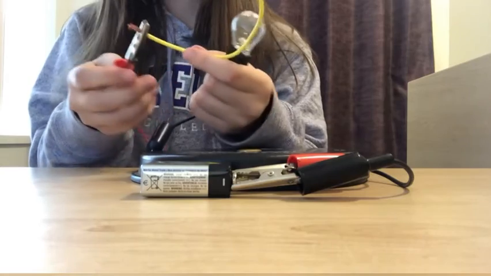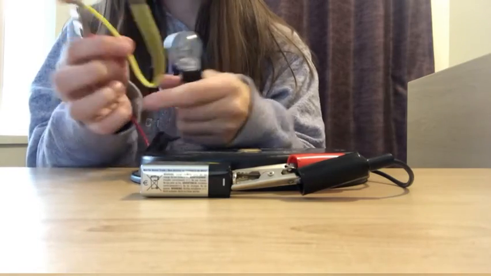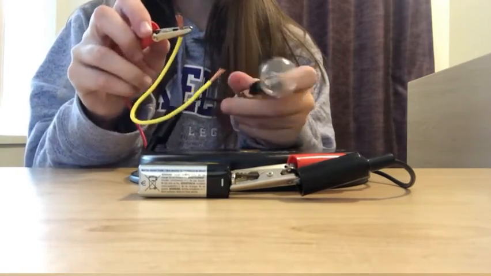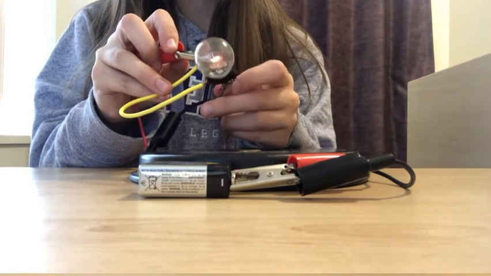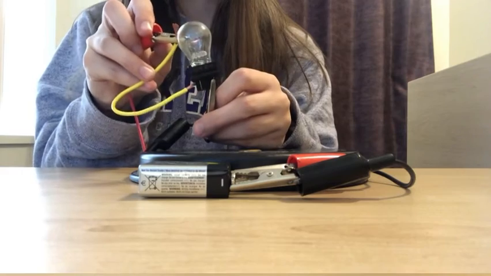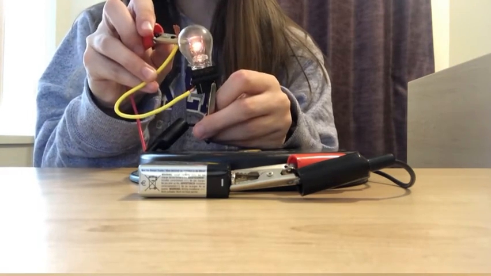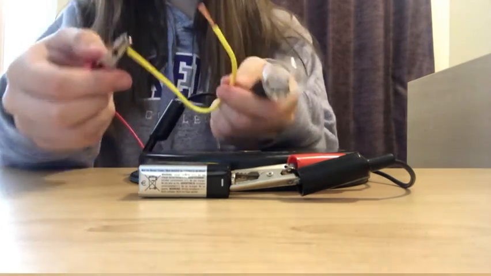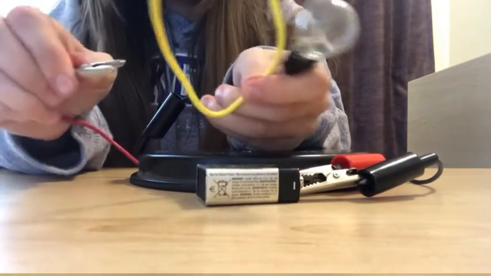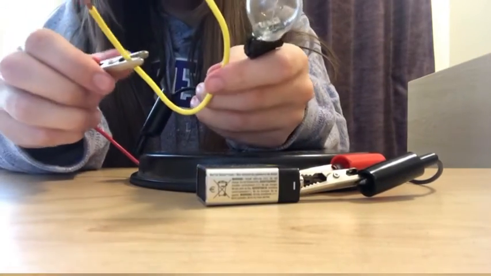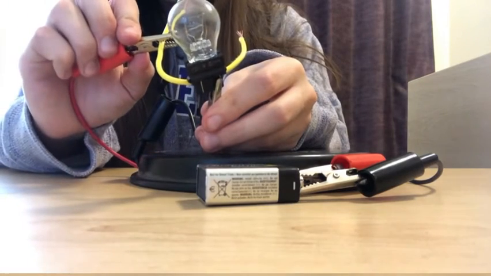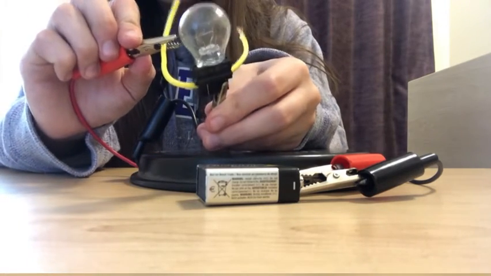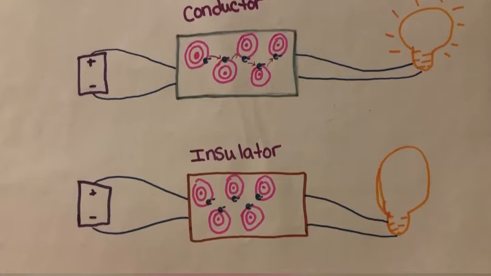I'm going to be using a copper wire, and I'm using the ends to test first to see if wires are an insulator. Nope, they are a conductor. They are lighting that light bulb up, but we are also going to test the plastic on the outside of that copper wire to see if it is also a conductor. And it is showing me that it is not a conductor, it is an insulator because it's not lighting that light bulb up.